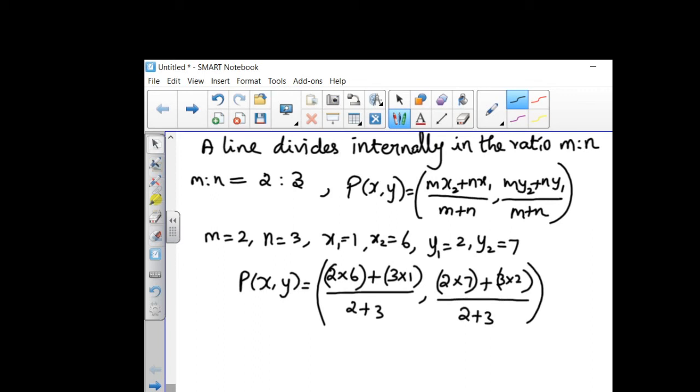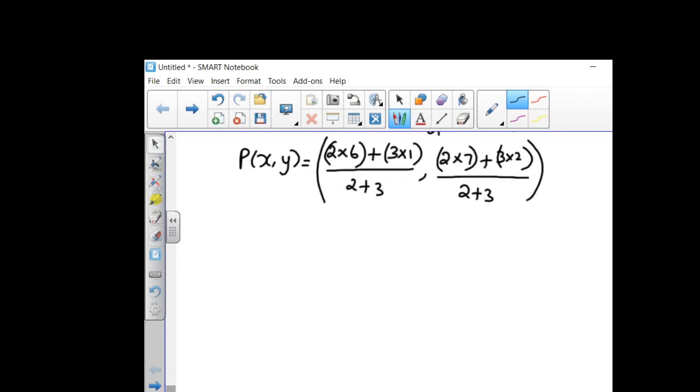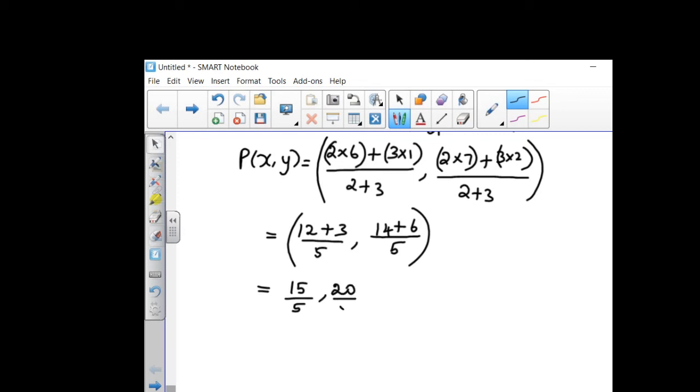So what do you get? 2 into 6, 12. 12 plus 3 by 5, comma 2 into 7, 14 plus 6 divided by 5. So what do you get? 12 plus 3, 15, 15 by 5. Then 20 by 5. So if you cancel, you will get 3. Here you will get 4. Okay. Therefore, P of x comma y is equal to 3 comma 4. This is your answer.